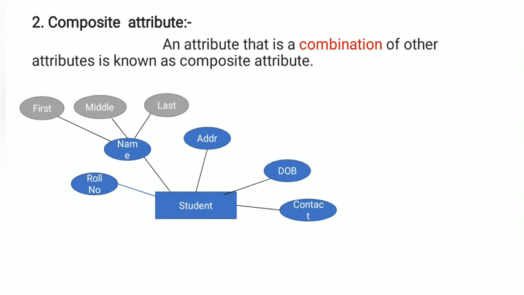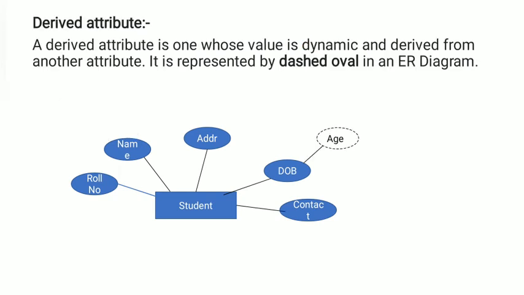Third one is derived attribute. A derived attribute is one represented by a dashed oval in an ER diagram. Here the age of a student can be derived from date of birth, which is stored in our database. From date of birth we can calculate the age of a particular student, that is called a derived attribute. Age can be derived from date of birth, and it is represented by a dashed oval.